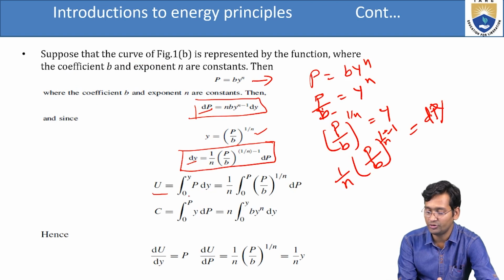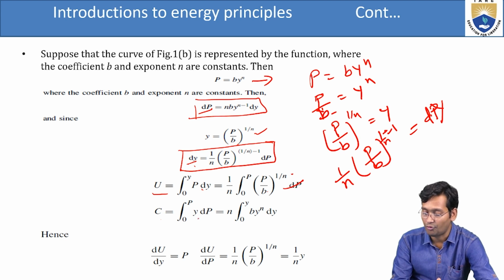After substituting in u, the integral from 0 to y of p dy. So p dy is what? This one: p into 1 by n times (p by b) to the power 1 by n minus 1. Right. After taking this one, put it in c. Right, c is what? The integral from 0 to p of y dp. So y into dp. What is dp? Here.